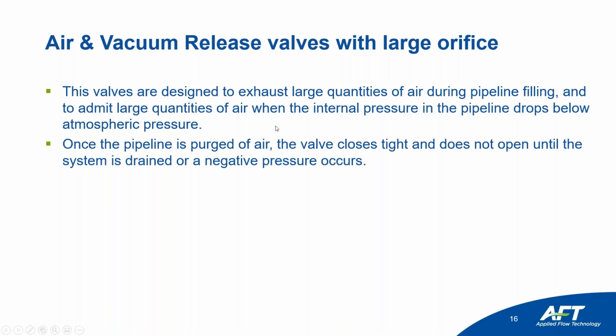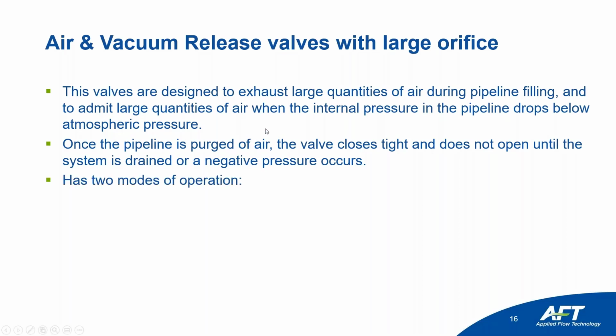Once the pipeline is purged of air, the valve closes tight and does not open again until the system is drained or negative pressure occurs. So the difference between the first air valve and this one is that this one does not open during operation. The first valve does open during operation to release small quantities of air.